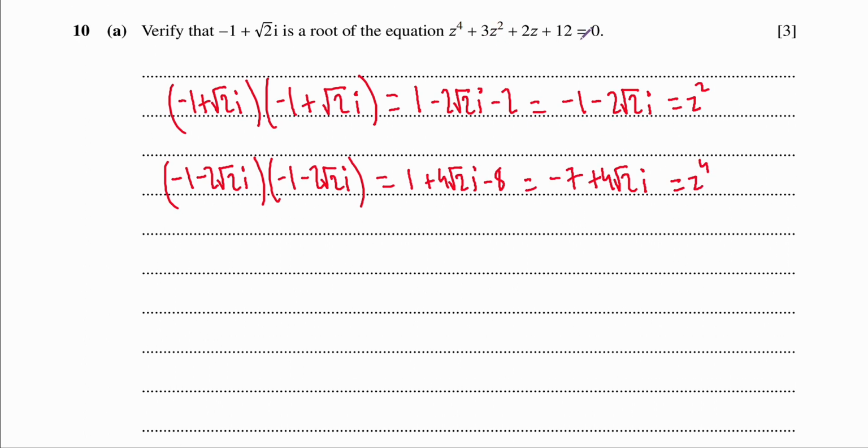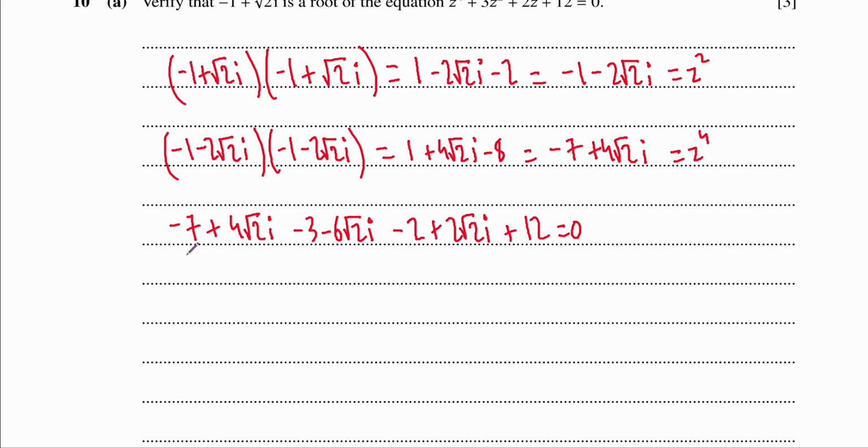Now we have everything we need to put back into the equation and see if it works. We have minus 7 plus 4 root 2i, plus 3 times z squared, so minus 3 minus 6 root 2i. I just multiplied everything by 3. Then plus 2 times z, so negative 2 plus 2 root 2i, because I multiplied everything by 2. And then plus 12 equals 0. So we have minus 7, minus 3, minus 2, plus 12. That's minus 12 plus 12.